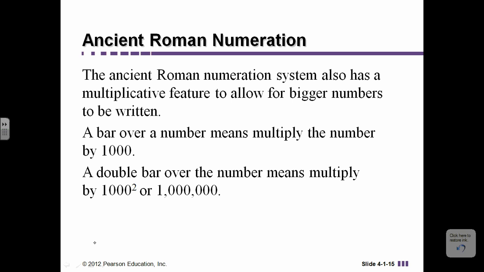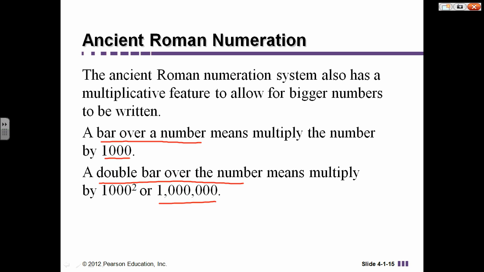So let's look at some of the symbols. Okay, it also has a multiplication symbol. If you have a bar over a number, that means to multiply by 1,000, and a double bar over the number means to multiply by 1,000,000.